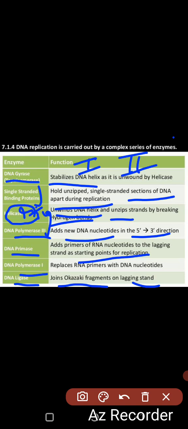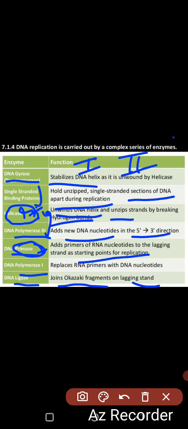Next, primase, you can see this enzyme is active only in the presence of other proteins like helicase, which creates a complex called the primosome. When helicase and primase combine, they form a complex called the primosome, right? This question is frequently asked.